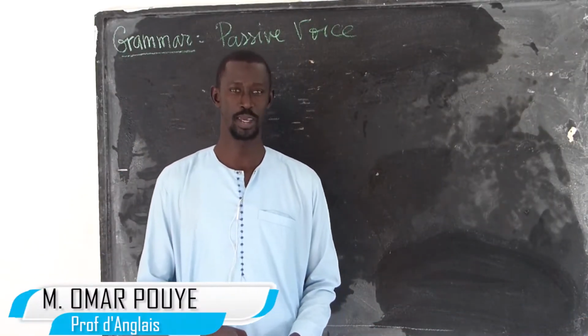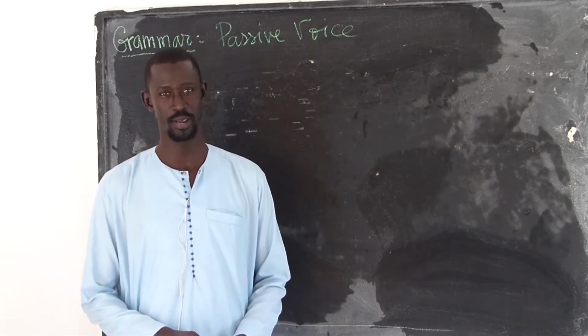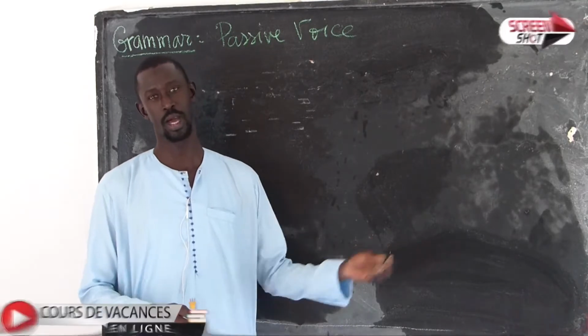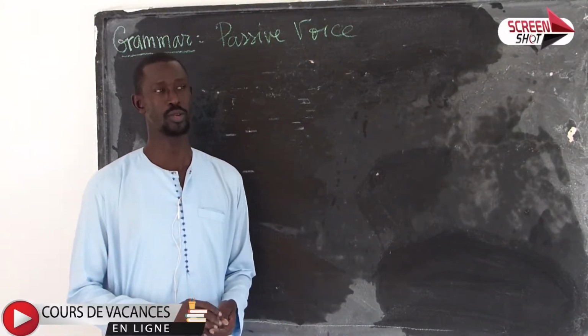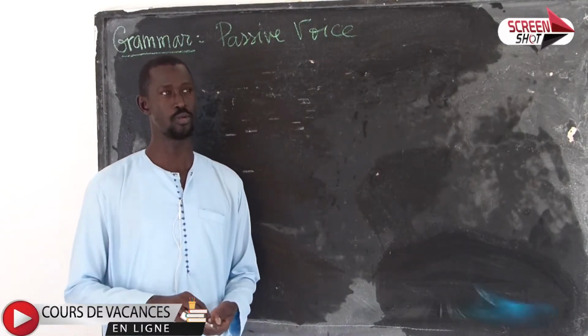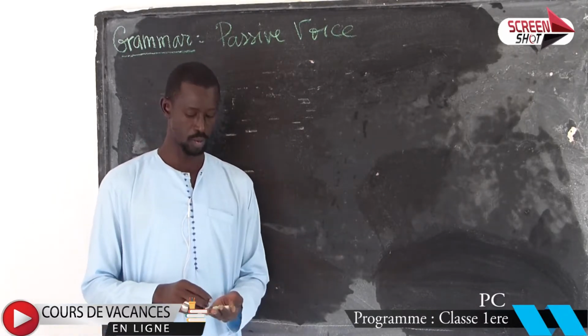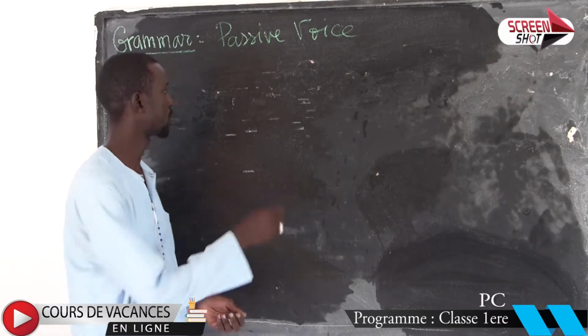We are going to see today a grammar lesson about the passive voice. If we say passive voice, it means that we also have active voice, because in English there are two voices. We have active voice and we also have passive voice.